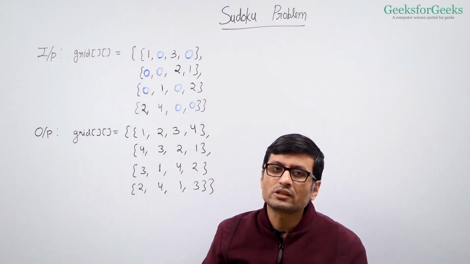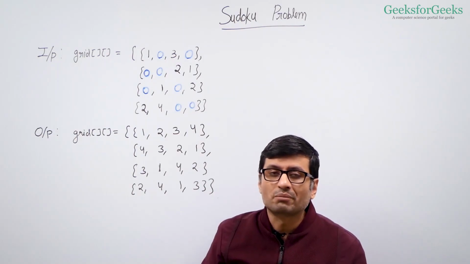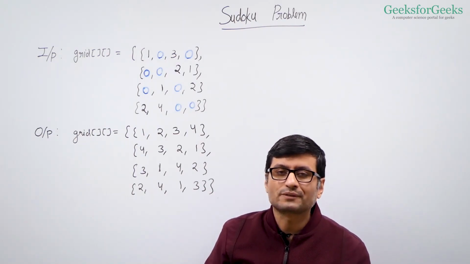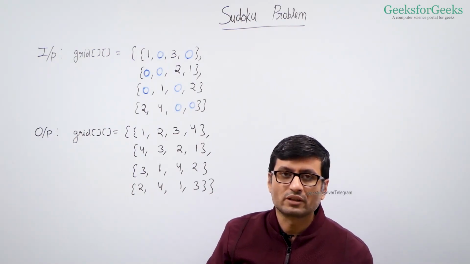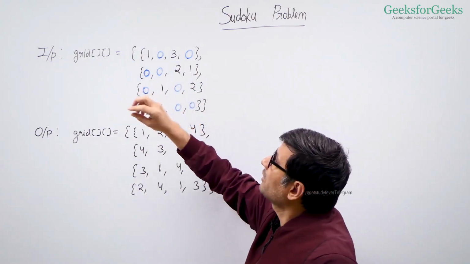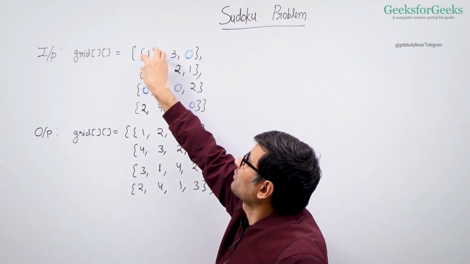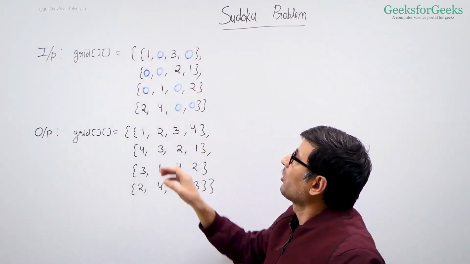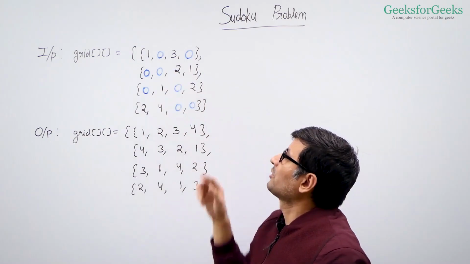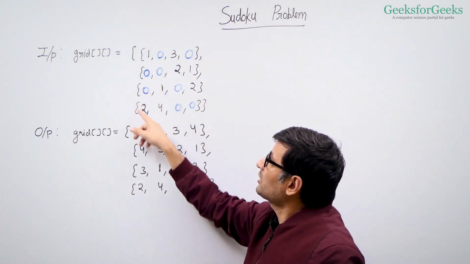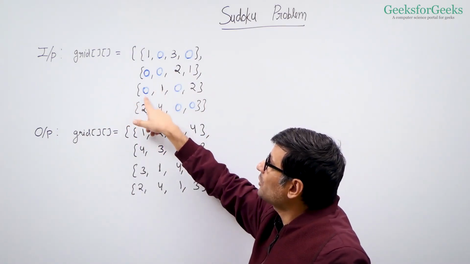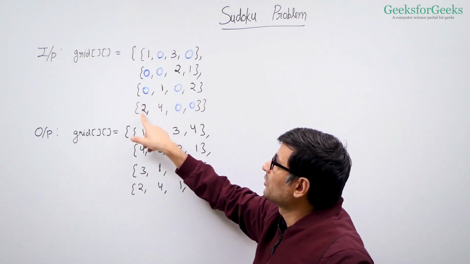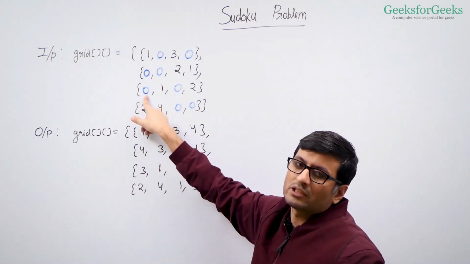The third rule is every number in every subgrid of size 2 cross 2 should also be different. So in this 4 cross 4 grid, we have 4 subgrids of 2 cross 2, this, and this. And all the numbers in every subgrid should be different. So if you see this subgrid, we can clearly guess we need to fill 3 here because 2, 4, 1 are already there in this subgrid.